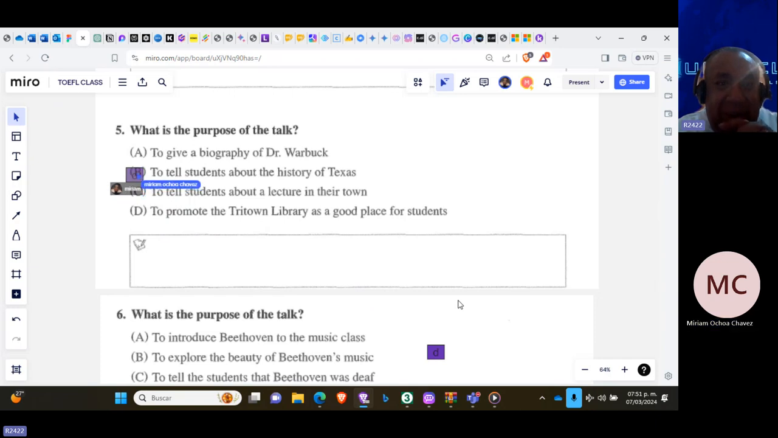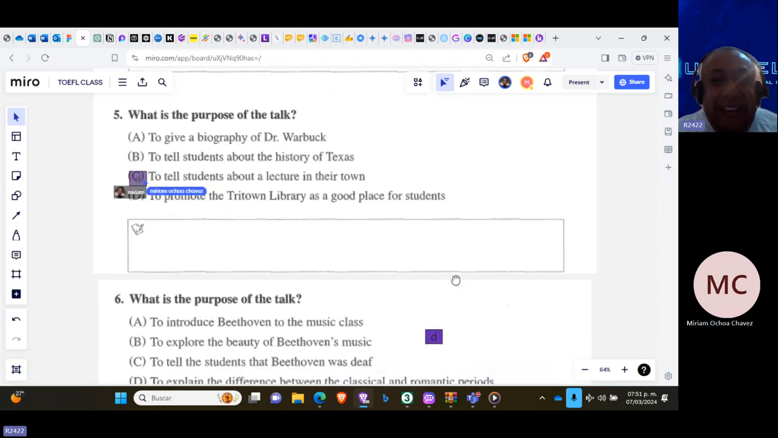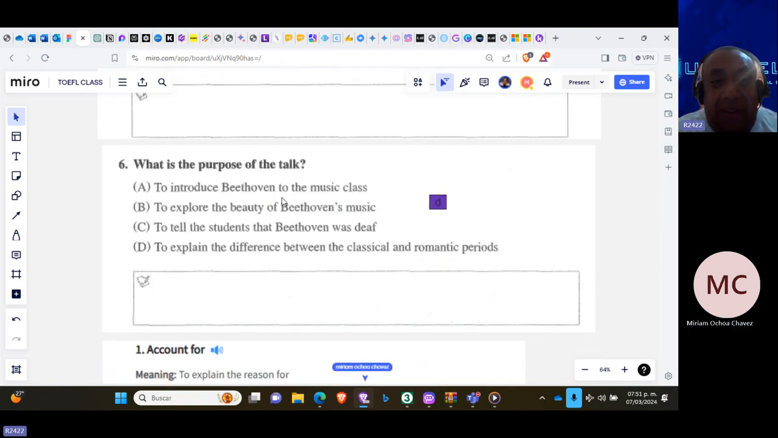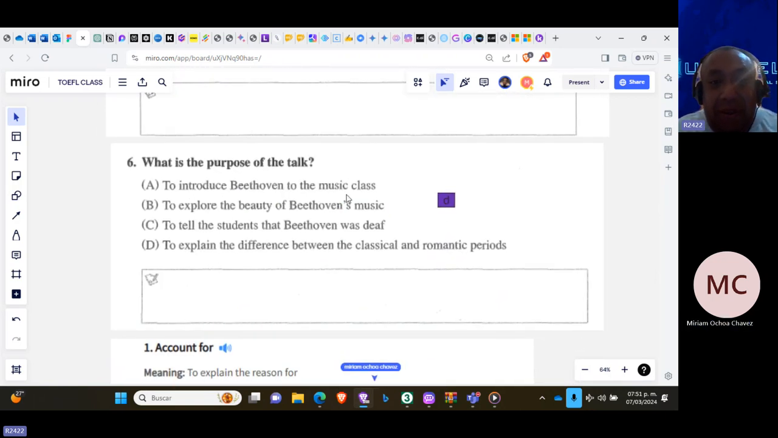Excellent. Let's continue. Very good. Okay. What is the purpose of the talk? To introduce Beethoven to the music class, to explore the beauty of Beethoven's music, to tell the students that Beethoven was deaf, to explain the difference between the classical and romantic periods.